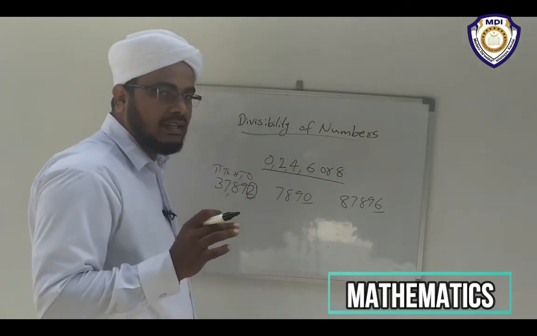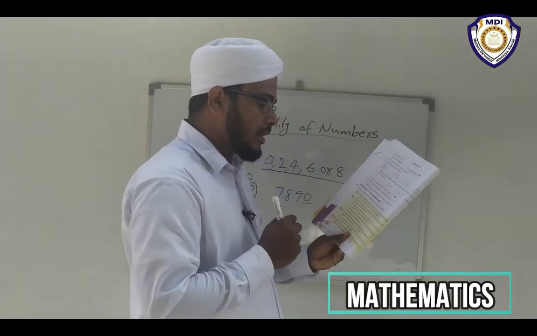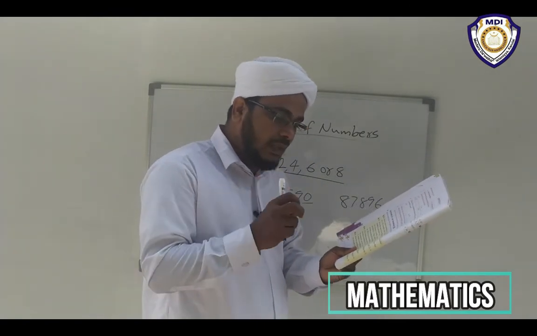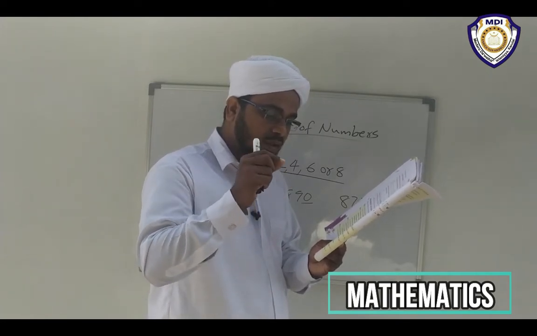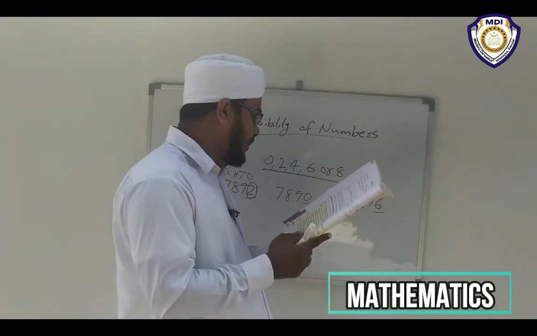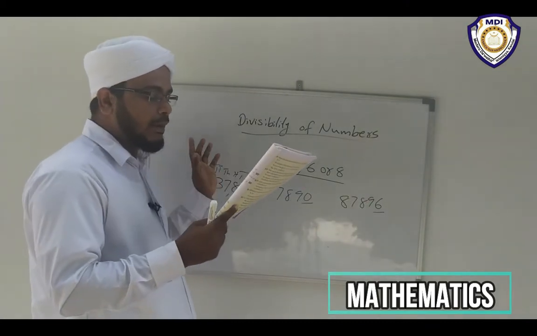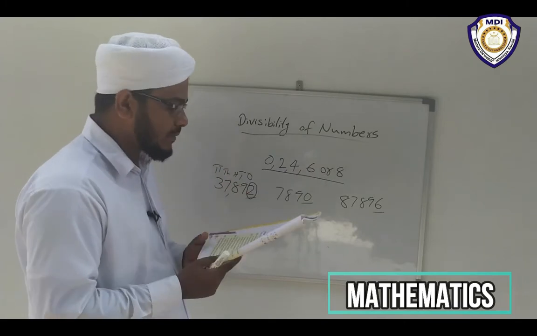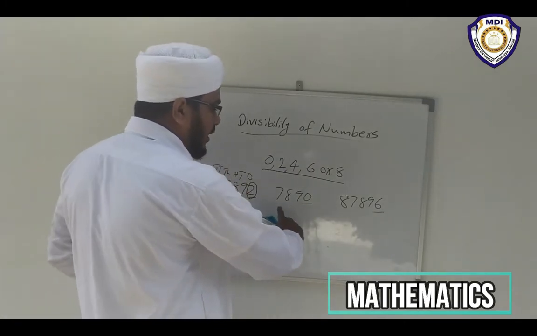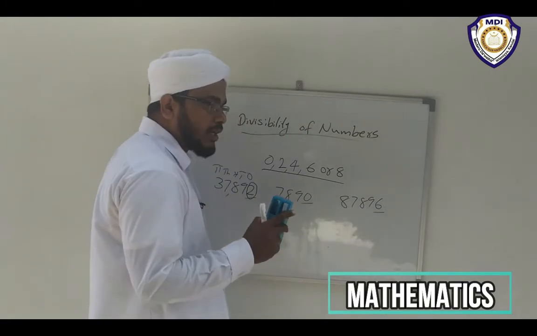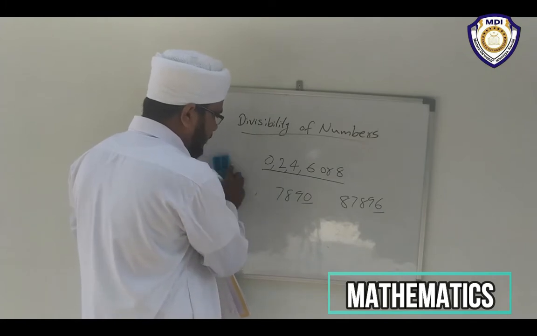So please listen here. You have to write down these important points in your notebook. When a given number has 0, 2, 4, 6 or 8 in the ones place, then it is divisible by 2. So we can divide these numbers by 2 without any remainder.